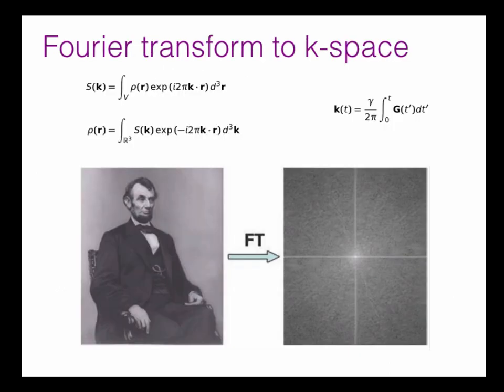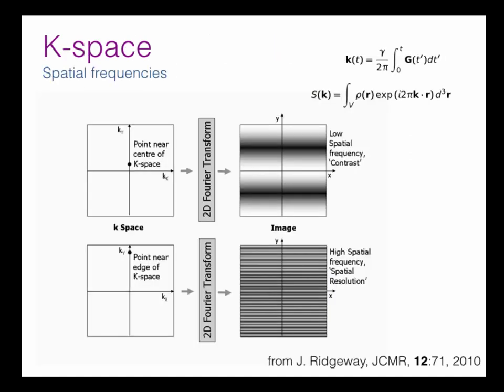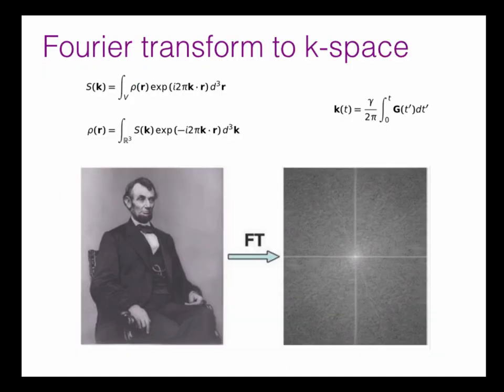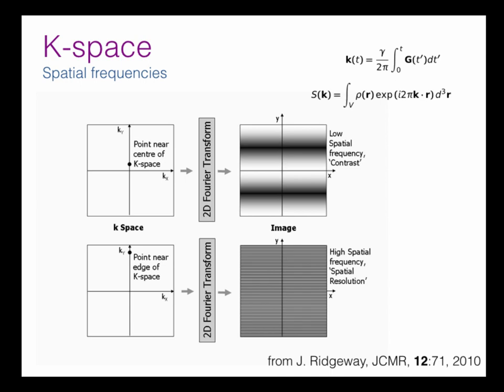Okay, and I think Vinay showed you the same pictures here yesterday. So this would be the picture. This is its Fourier transform. The center part of the image is the low spatial frequencies. The edges are the high spatial frequencies. So a point near the center of k-space can be represented as a low spatial frequency like this. A point at the very edge of k-space has a very high spatial frequency.